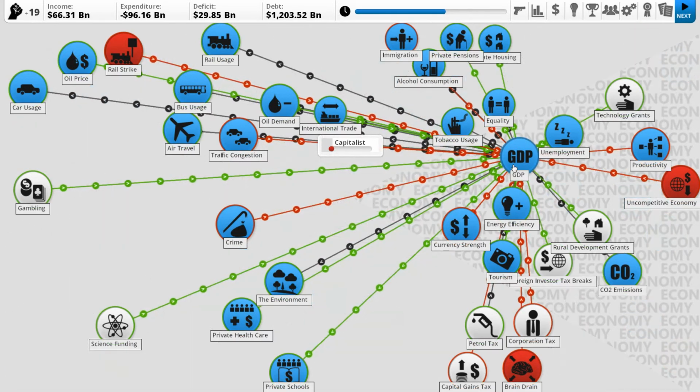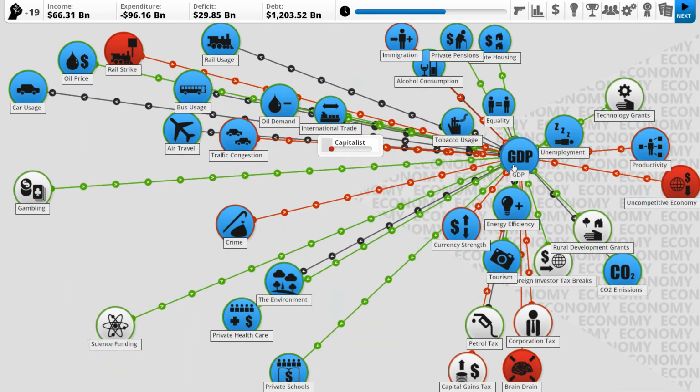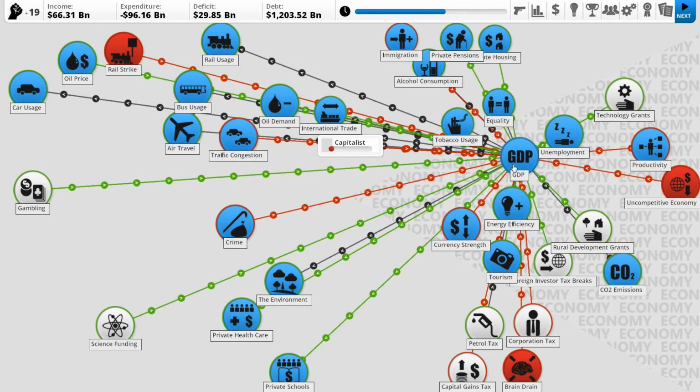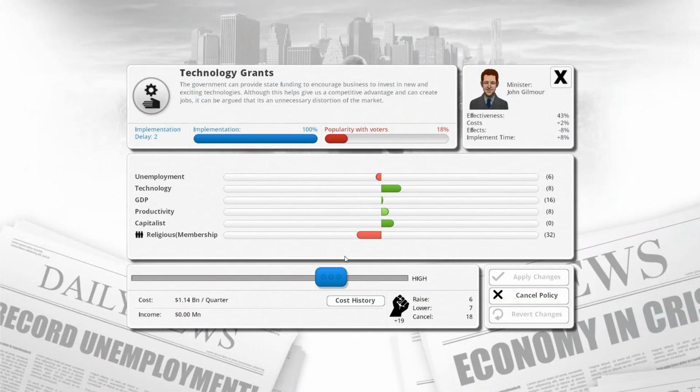GDP. My worst enemy in this game, frankly. Technology grants. They are high right now. Let's make them higher. This will decrease unemployment. Get rid of the religious folk.